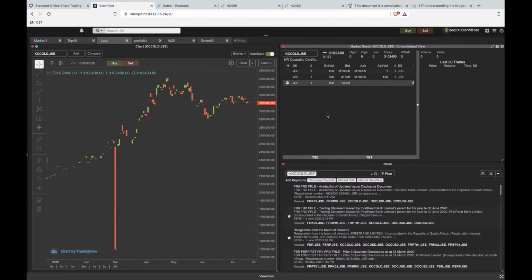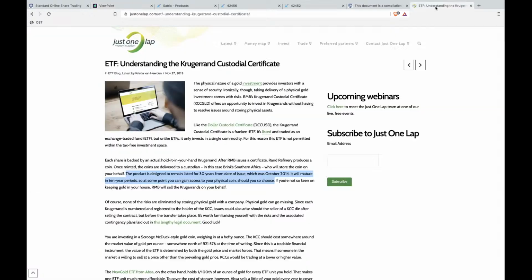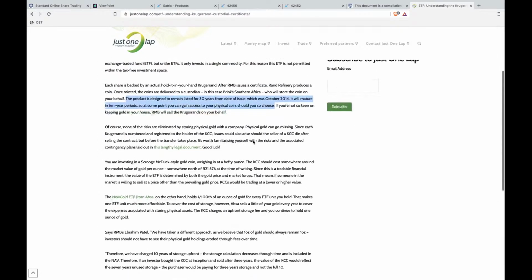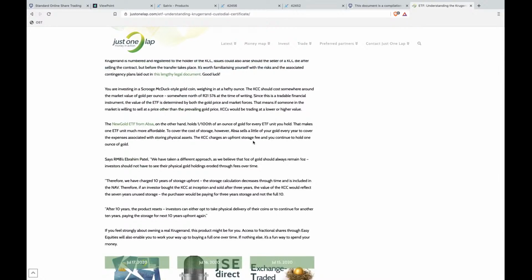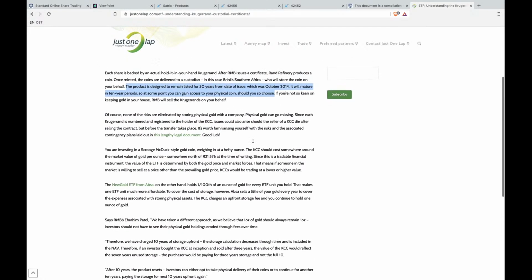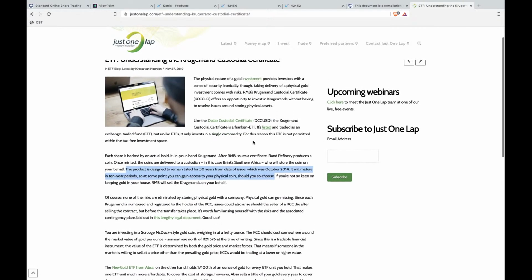What they've done is said, cool, you buy this, and they will physically go and buy a Krugerrand and store that in a vault for you. They charge, what are they charging? I can't remember. There will be a TER here somewhere, an expense ratio, because obviously there are fees, and I'm not seeing it. I think this might have been written ahead of its listing.